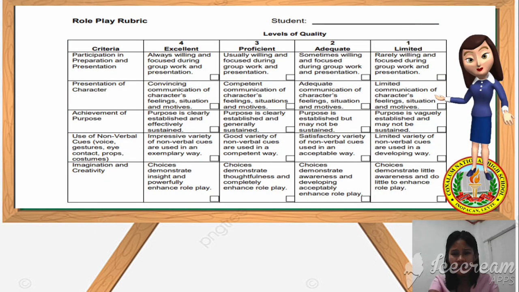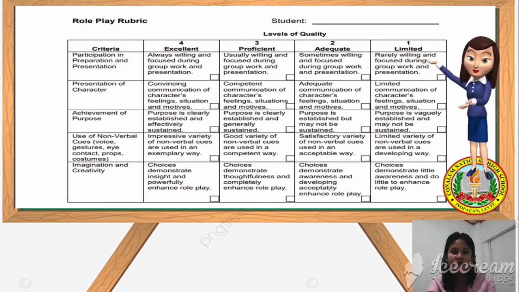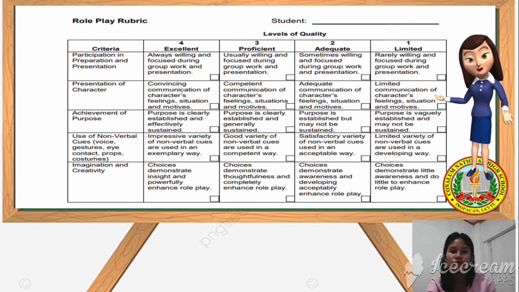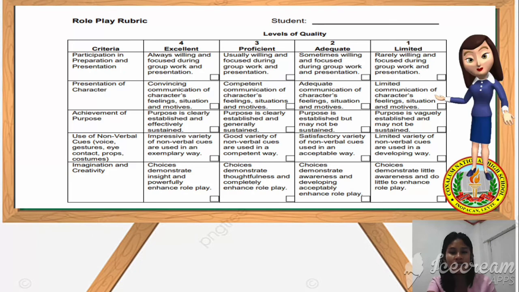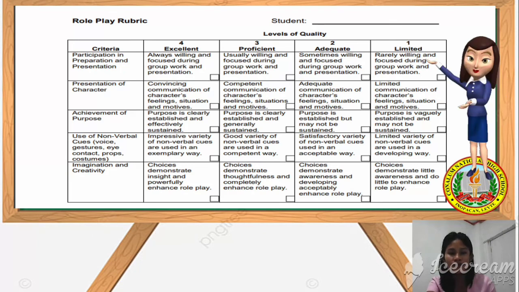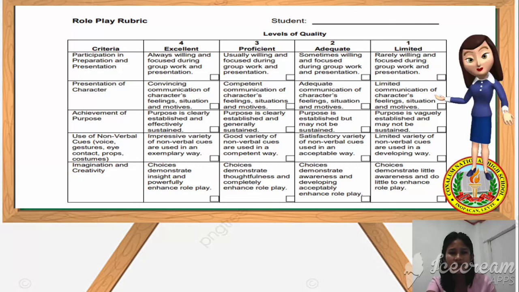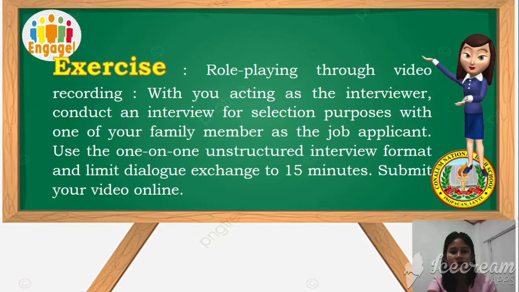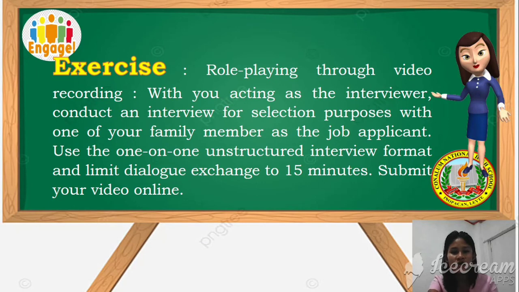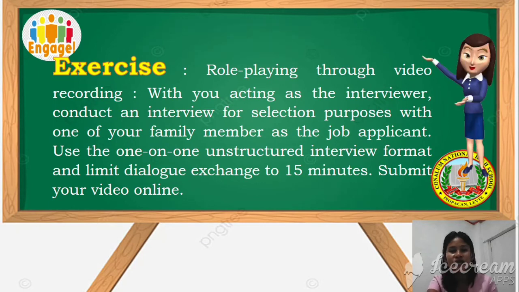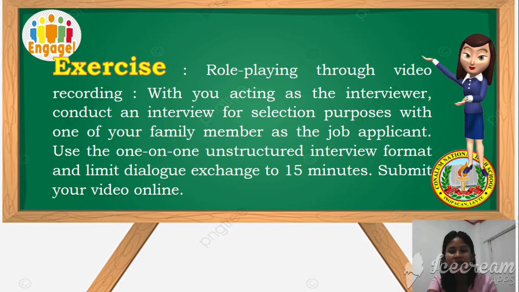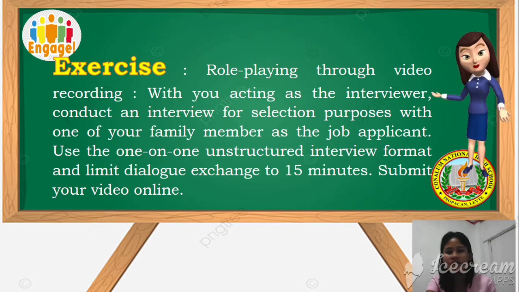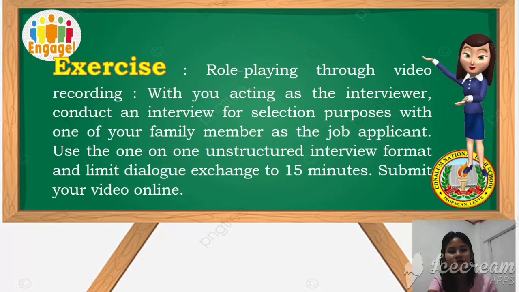Okay, so I want you to get your study notebook and your ball pen because I have an additional activity for you to do. These are two activities under engage and apply. So for engage, I have here the rubric. Since it is a role playing, the rubric is for role playing. And your task is a role playing through video recording. With you acting as interviewer, conduct an interview for selection purposes with one of your family members as the job applicant. Use the one-on-one unstructured interview format and limit dialogue exchange to 15 minutes. Then submit your video online. So that is for your first task, a one-on-one unstructured interview.